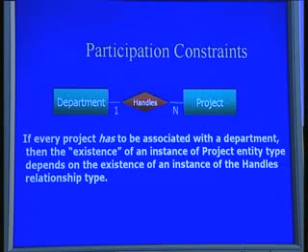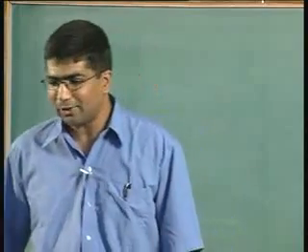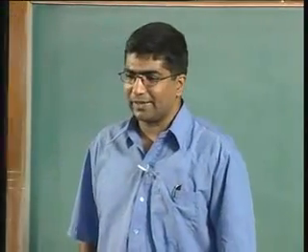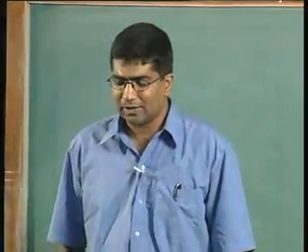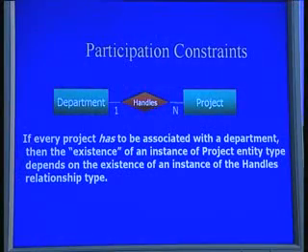The second kind of constraint that's important is what are called participation constraints. What is a participation constraint? Take a look at this slide here. Now this slide shows another relationship type which says department handles project. Now a department may handle several different projects. Suppose there is a restriction that a project has no existence unless it is associated with a department.